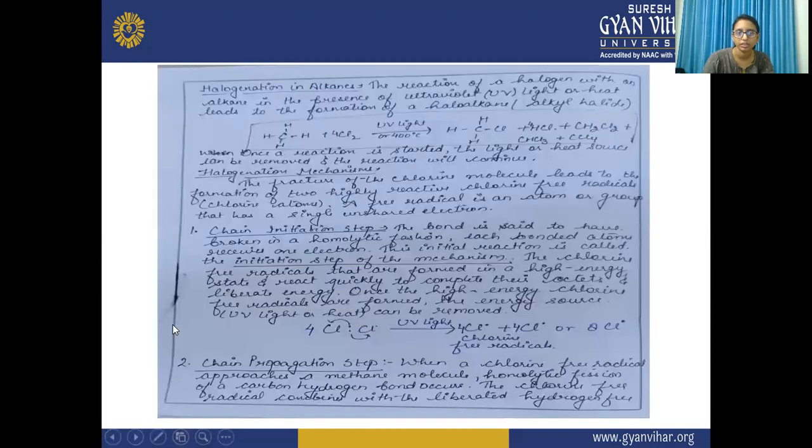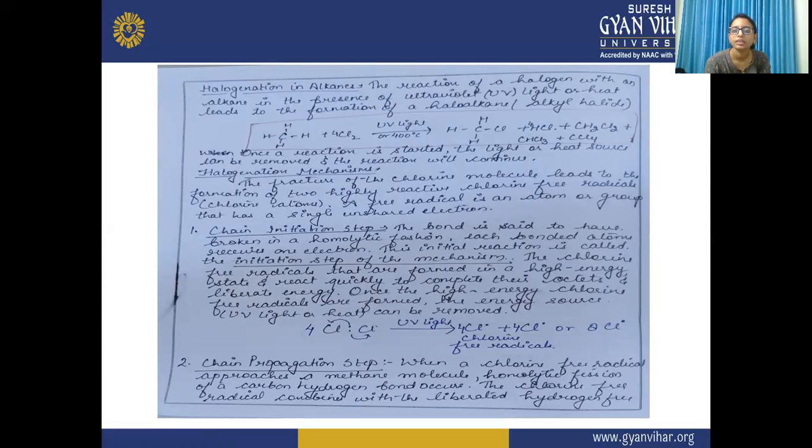So let's start with the first reaction, that is halogenation in alkanes. Halogenation of alkanes comes under the category of substitution reactions. In this, the reaction of a halogen with an alkane in the presence of ultraviolet light or heat leads to the formation of a haloalkane, or alkyl halide. Haloalkanes are also known as alkyl halides, where alkyl comes from the alkane and the halide is the halogen.